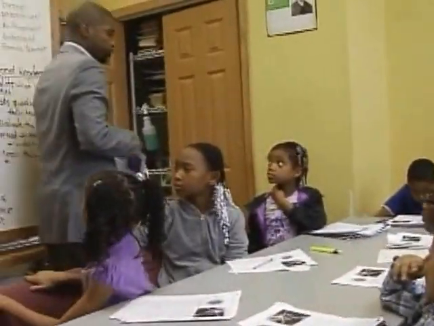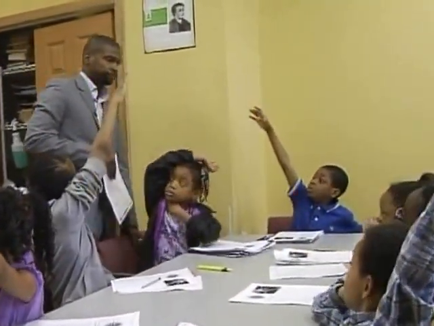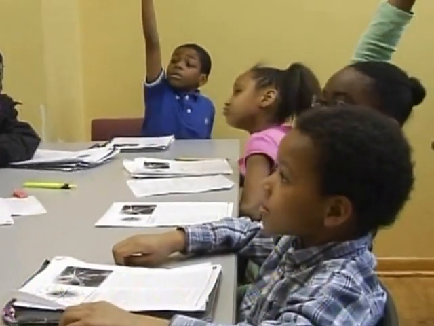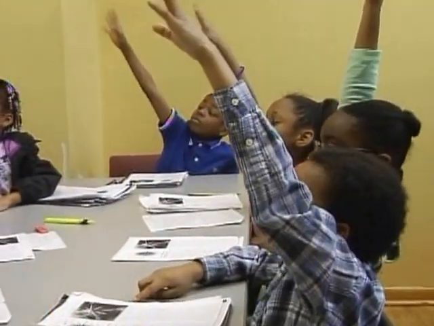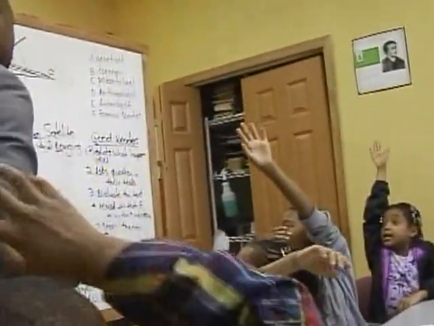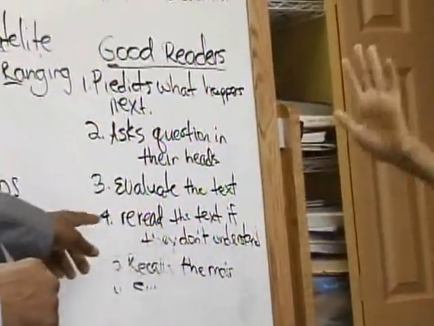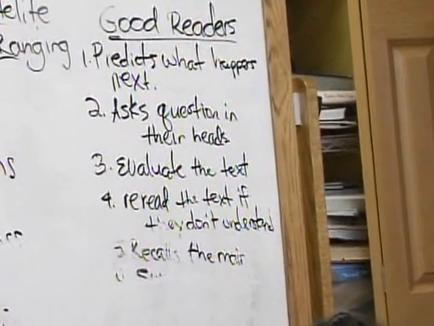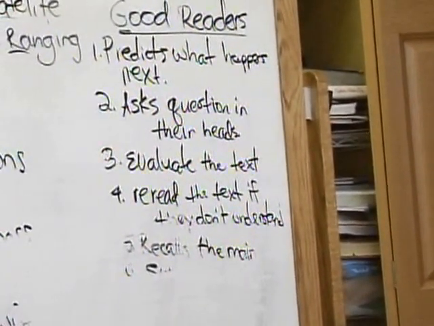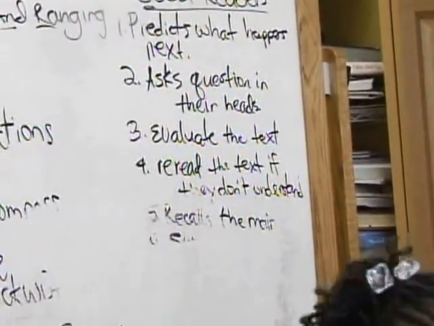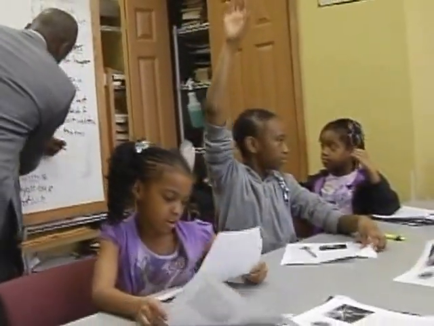What do good readers do? Predict what happens next. They predict what happens next in the story. Number 2, they ask questions in their head while they're reading. Number 3, evaluate the text. Number 4, reread the text if they don't understand. Number 5, recall the main idea. Let's write number 6 down. Number 6, summarize everything.